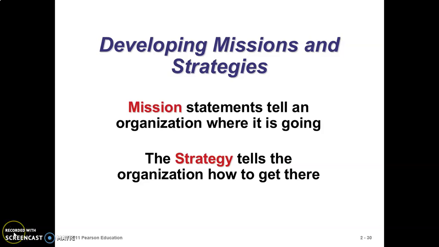Okay, so we continue with chapter 2 on the subtopic of developing missions and strategy. First, every organization needs to have a mission. A mission statement tells an organization where it is going, what we want to achieve. That is the mission. So how to achieve missions? By having strategies. By putting up the strategies, you will go to the mission.